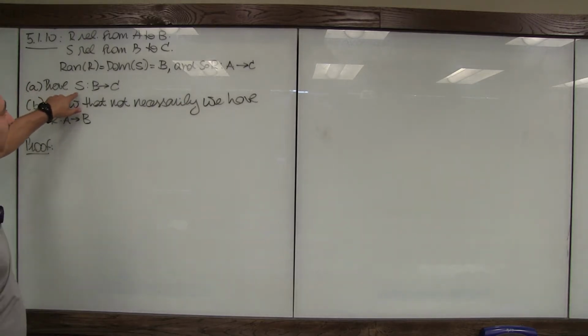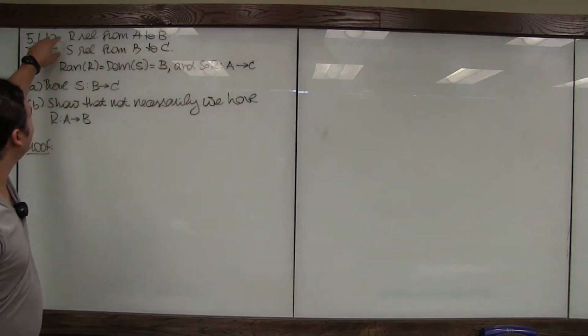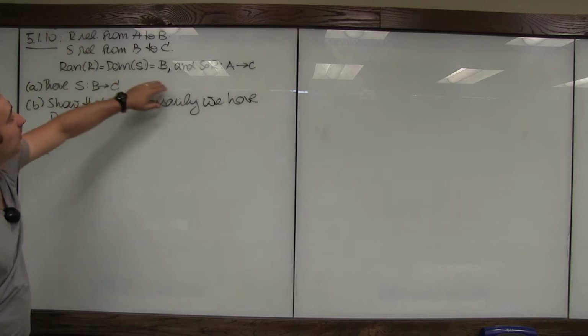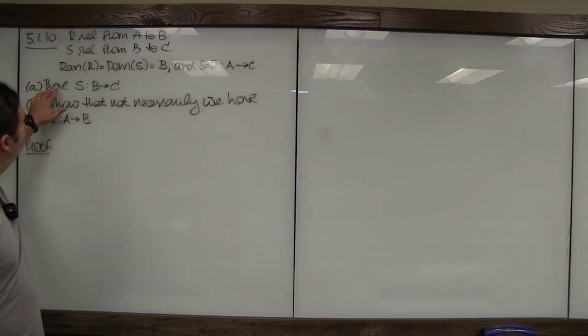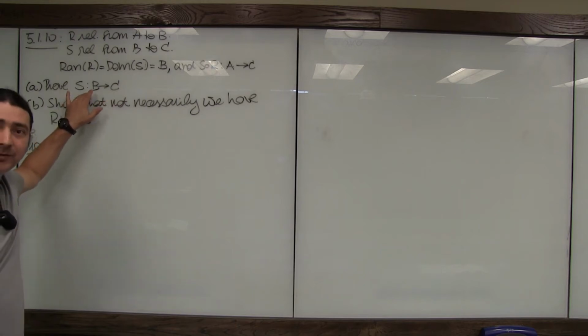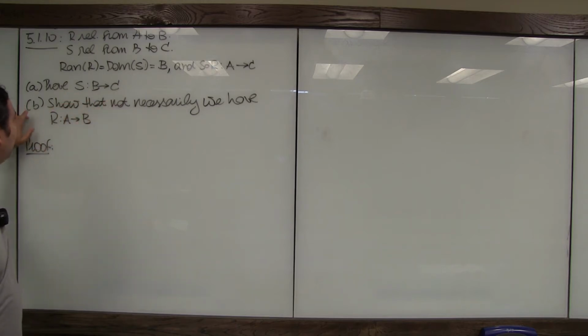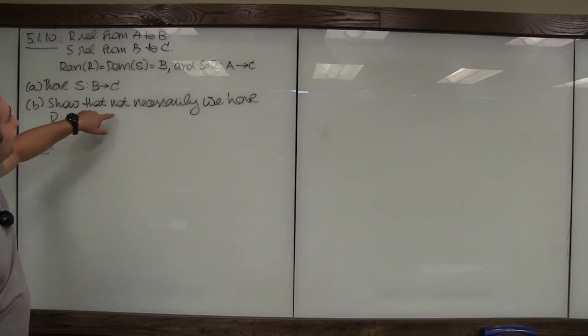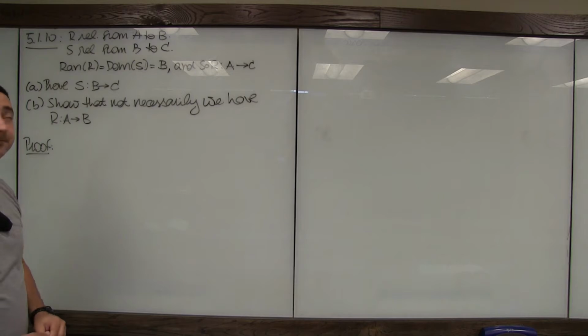First, that R and S are in principle just relations, but if the composition is a function with these restrictions, then S itself has to be a function. And then you are asked to show that that's not necessarily the case for R. R is not necessarily a function. Okay? So let's do this.